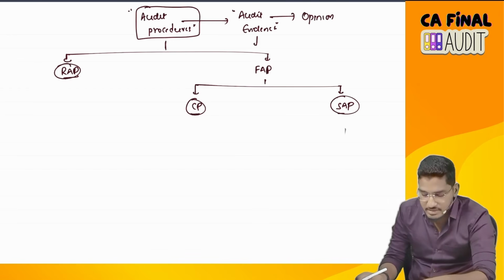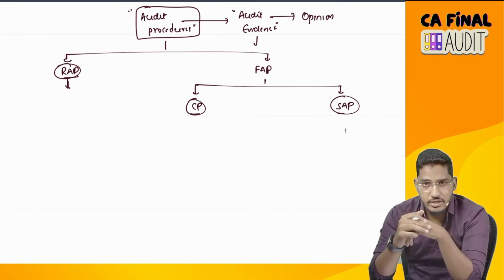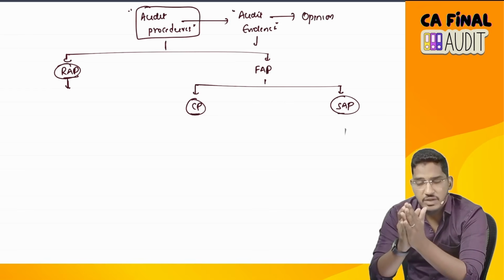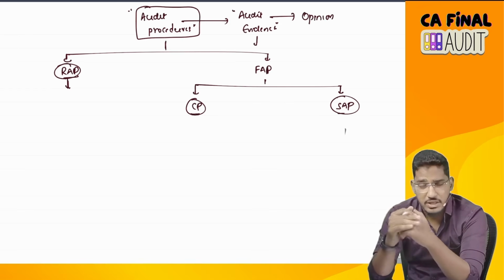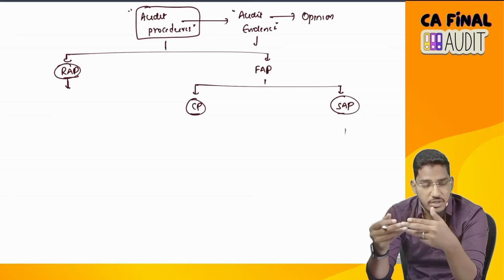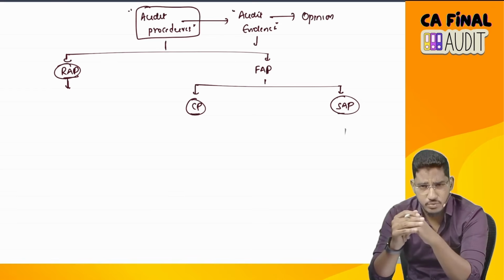So starting with risk assessment procedures. If you are getting appointed as an auditor of any company, see, we all know the main objective of audit is to verify the financial statements and express our opinion. There is no doubt about it. Everybody will agree to that. But that doesn't mean the moment you are appointed as an auditor, the moment you start doing the audit, you will directly go to the accounts department and start verifying books of accounts. This you will not do.